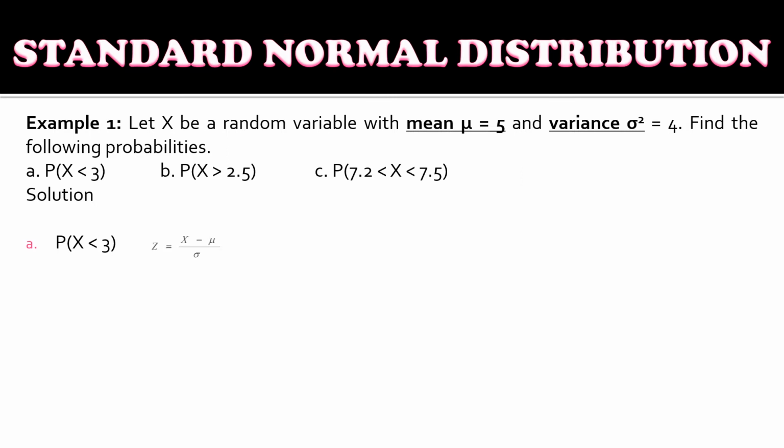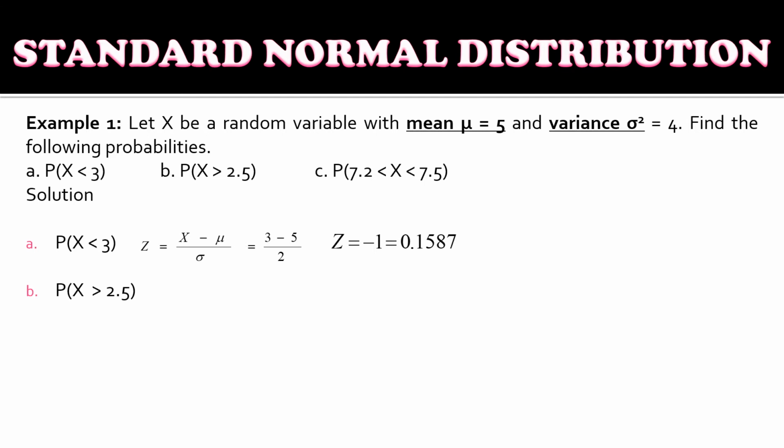To solve, we use the formula z equals x minus mean divided by the standard deviation. Since our given is variance and we need the standard deviation, we just get the square root of the variance, which is 2. Then we substitute the values: x is 3 minus the mean, which is 5, divided by the standard deviation, which is 2. So 3 minus 5 divided by 2 gives z equals negative 1, which is equivalent to 0.1587 if we look it up on the z-table.